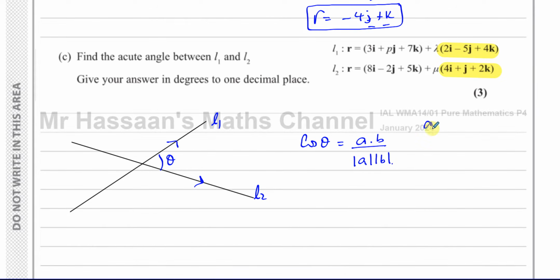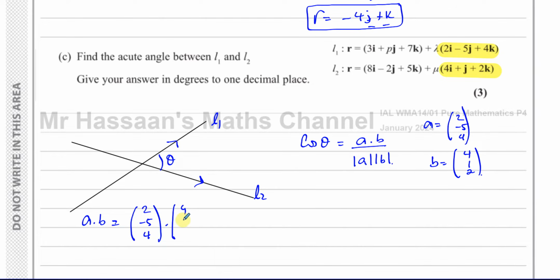So we can say let A be the vector 2, minus 5 and 4, and let B be the vector 4, 1 and 2. So we can say that the dot product of A and B is going to be, when you multiply those two vectors together, the scalar product is called. It's very simple to find that. You're going to have to just multiply the i components together. So 2 times 4. Add together the j components minus 5 times 1, and add to that the product of the k components, 4 times 2. That's going to give you 8 minus 5 plus 8. That's going to be 16 minus 5, which is 11. Okay, so that's the dot product.